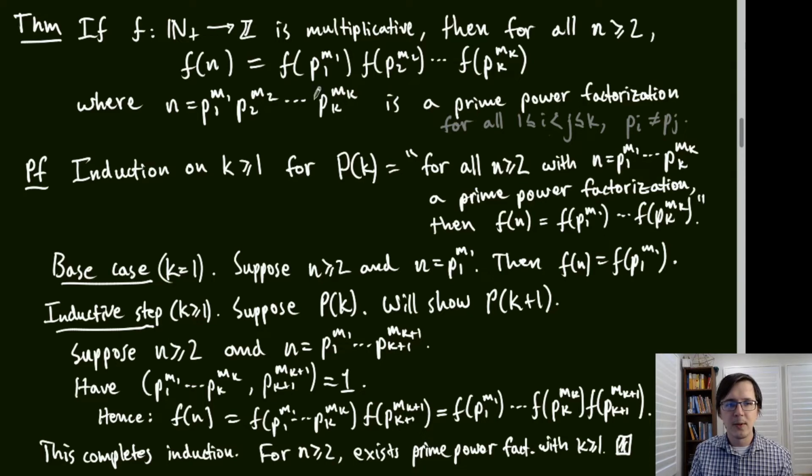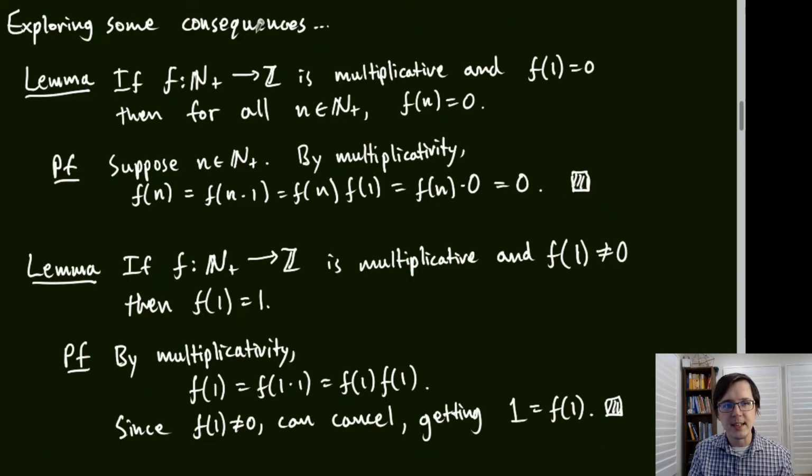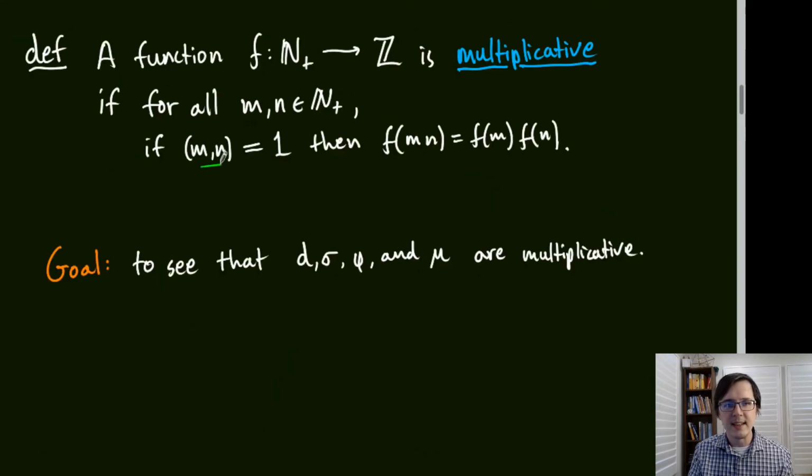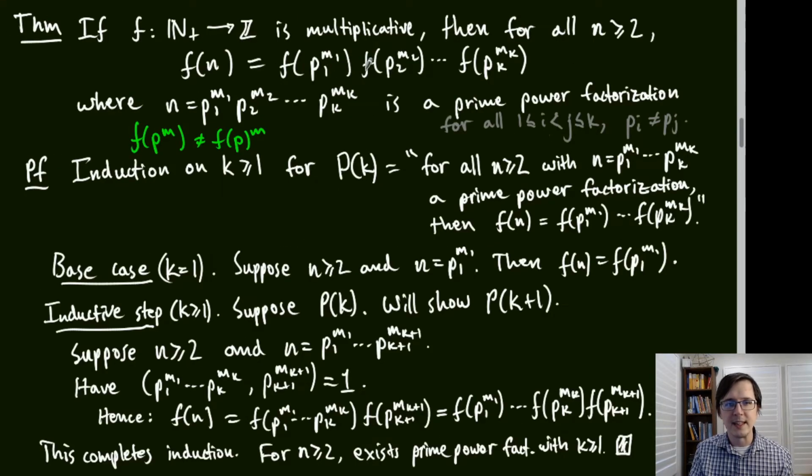But a warning: f of p to the m is not equal to f of p, to the m, because the key thing with the multiplicativity property is that the numbers in the product have to be coprime, and that is why we're just being left with these prime powers.